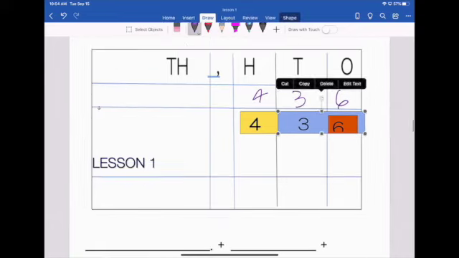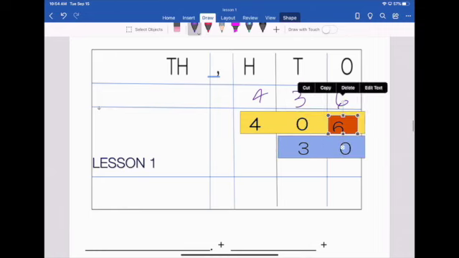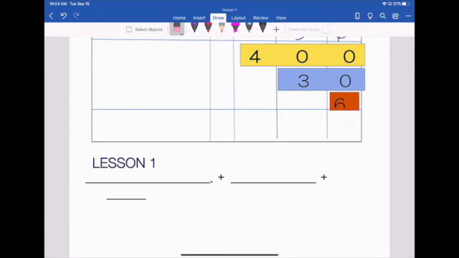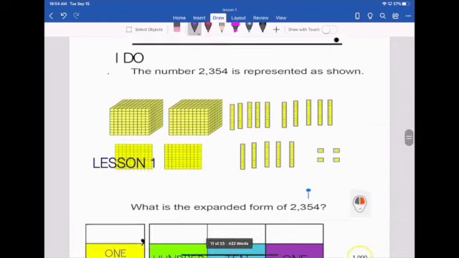Then we put the 10. And then we put the 1. We separate. When you put it together in addition, like this, 400 plus 30 plus 6 is equal to 436. That is when we have expanded form. Let's do some practice.